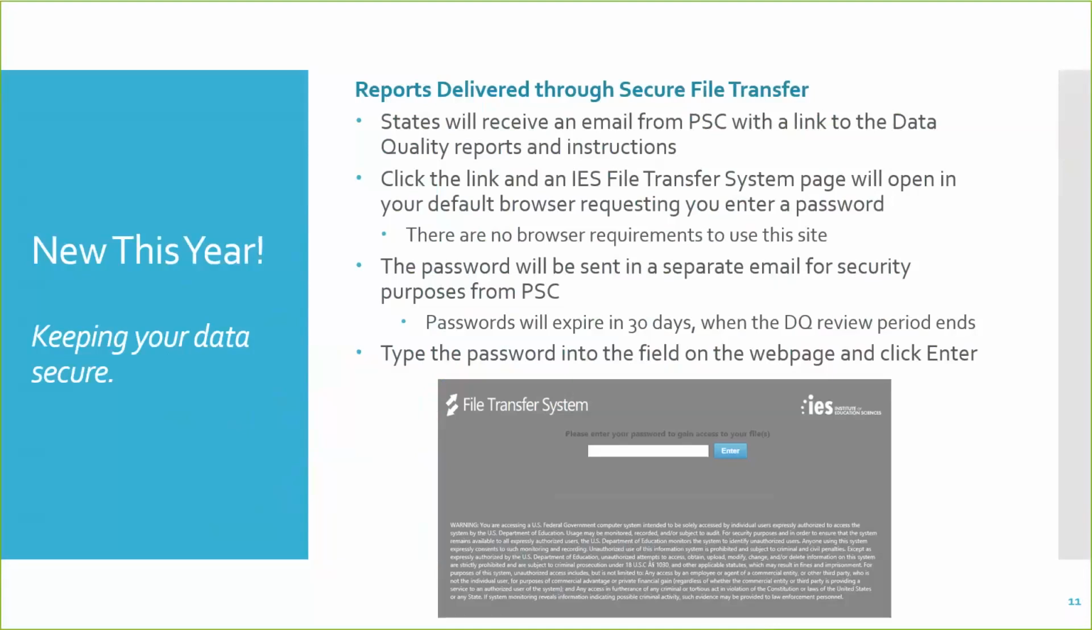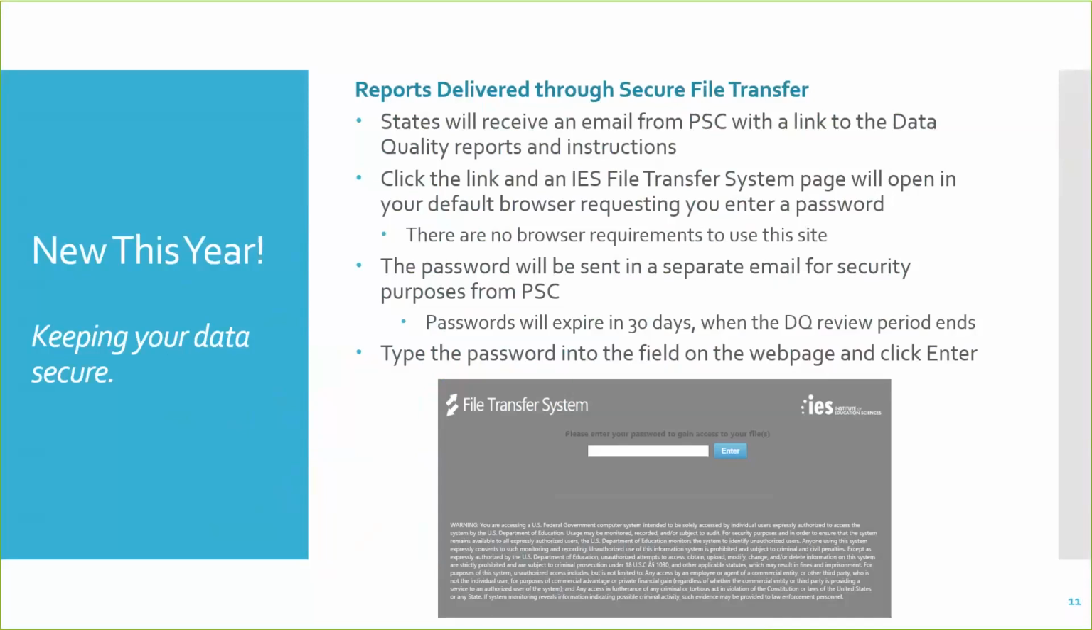Another new item this year, and this is a change because we think the assessment year-to-year comments in this format will really be helpful. We want to make sure that we deliver that information to you securely and do not disclose any student information. So, you will receive an email from the Partner Support Center the same way you've done every other data quality review, but within it will be a link to your data quality report. It's a hyperlink, and you click the link and it opens up in the IES File Transfer Systems page, which is displayed here.